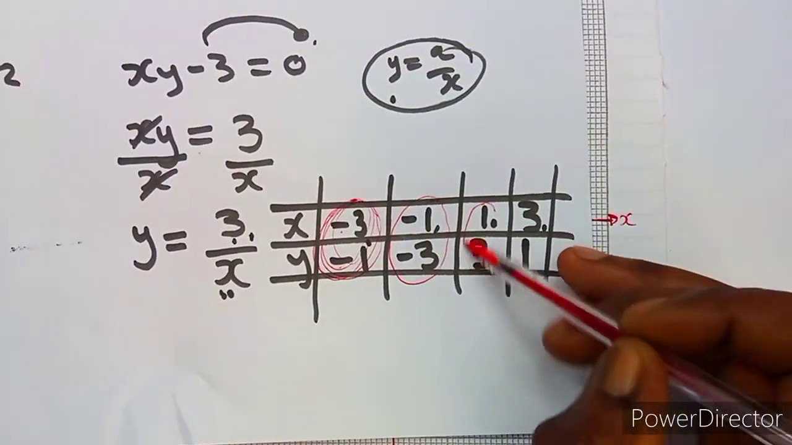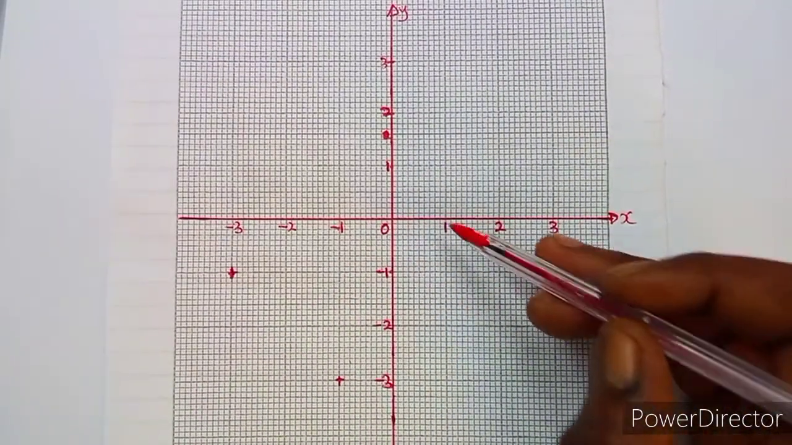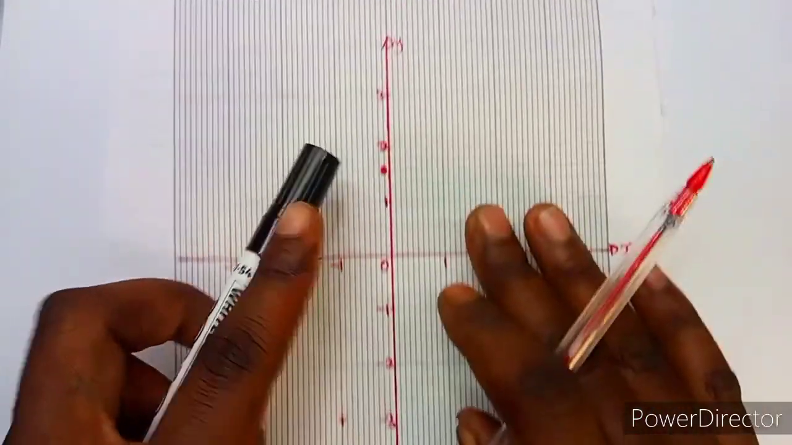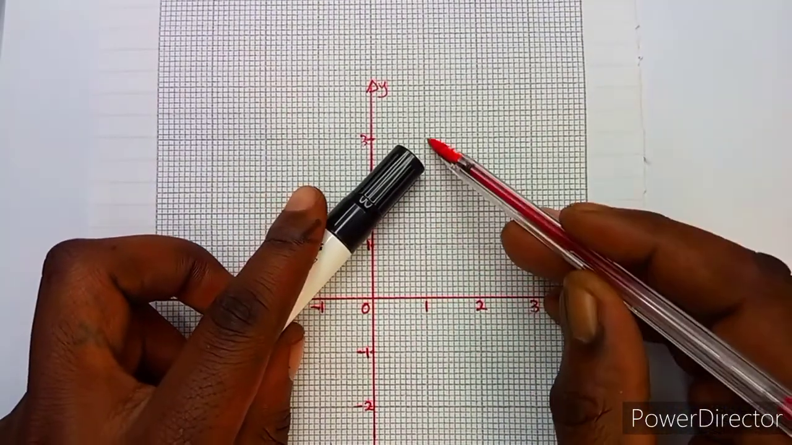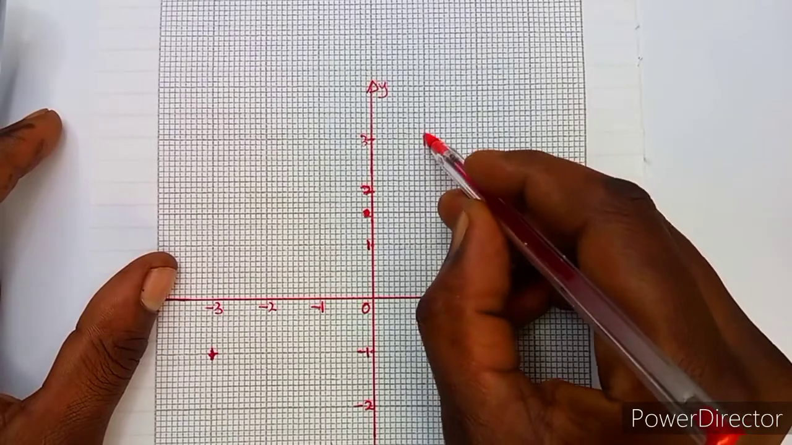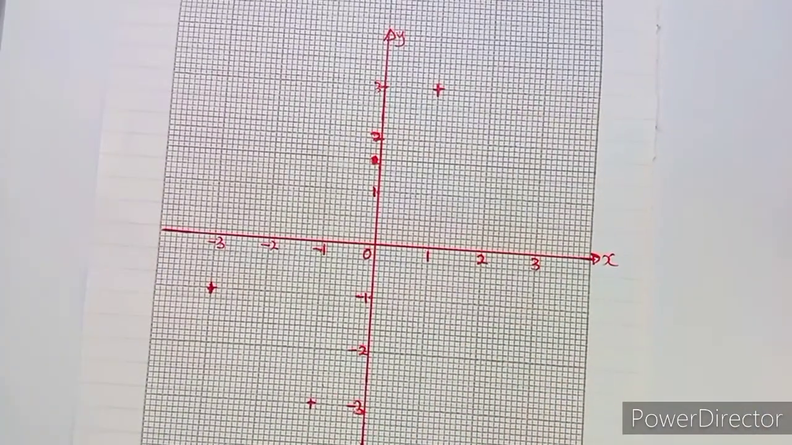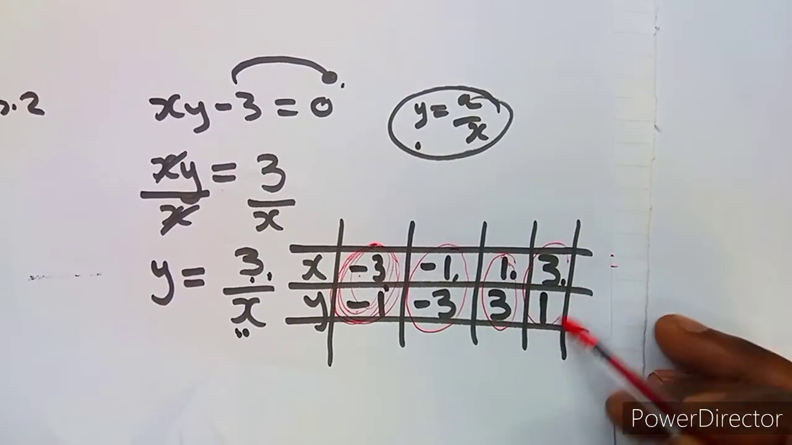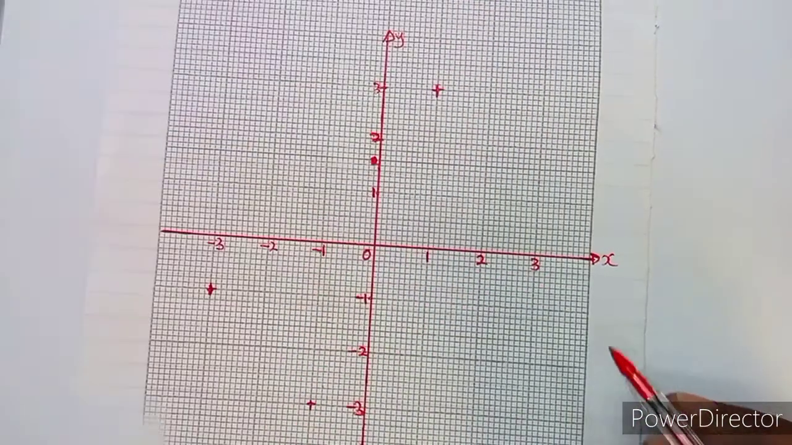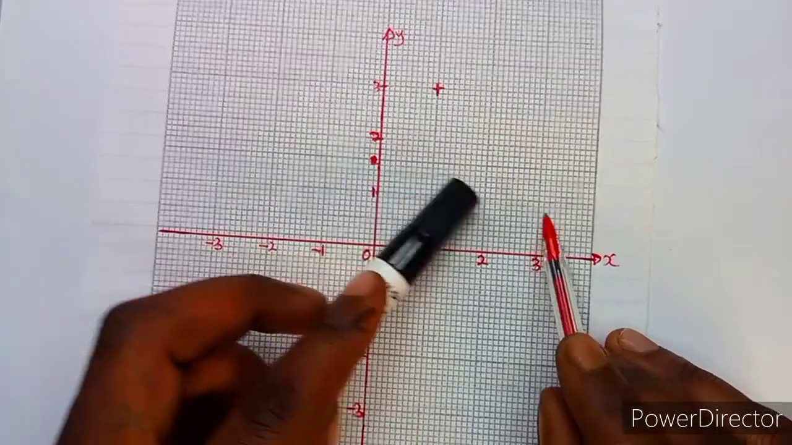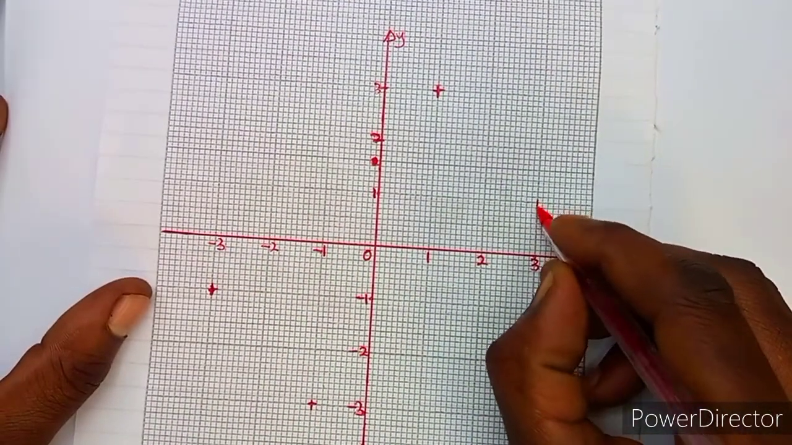When x is 1, y is 3. There, this is our y, which is 3. When x is 1, there on top here, so you mark your point here. And the last point, when x is 3, y is 1. So it's 3 versus 1. So when x is 3, y is 1, at this point, you mark a point like that.